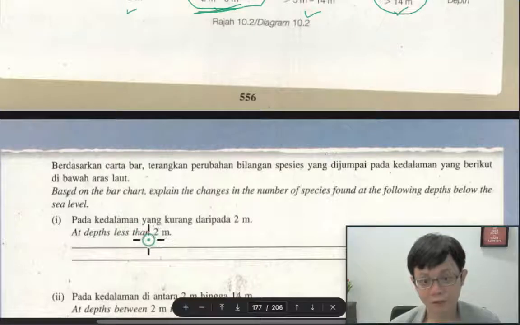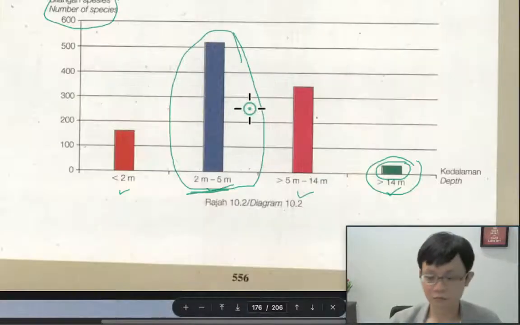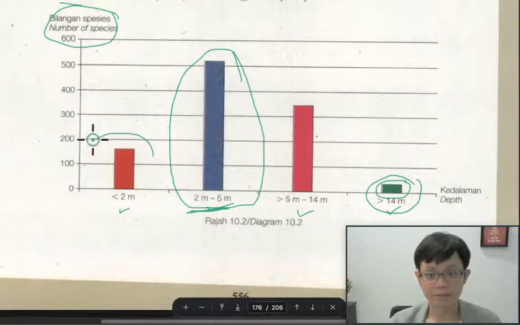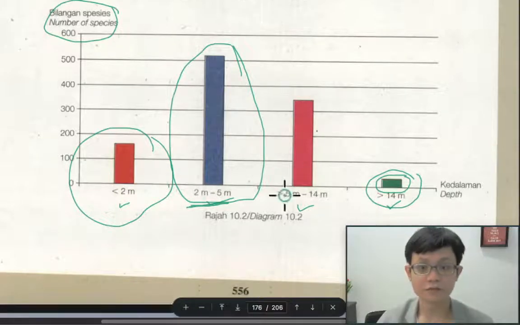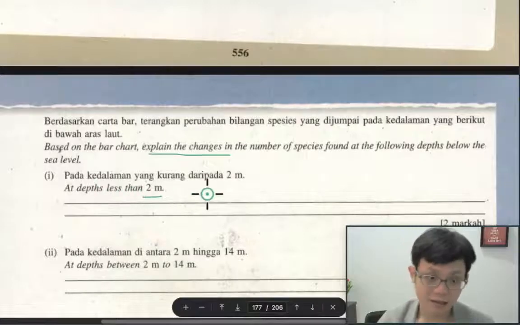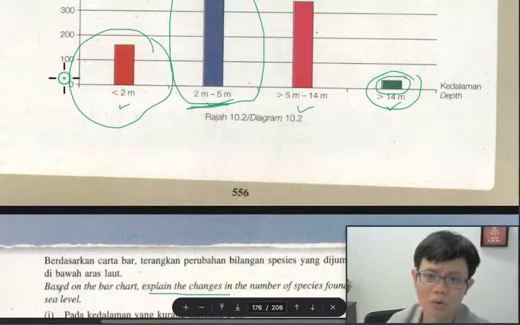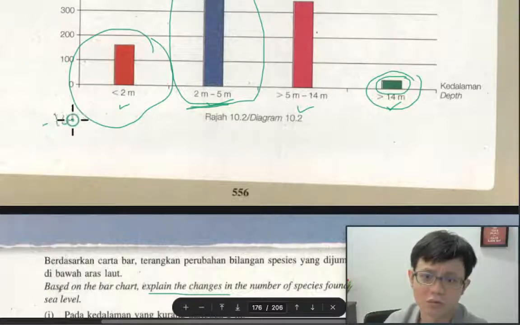At the depth of 2 meter, you need to explain the changes at the depth of 2 meter. So I give you this picture, this one. Explain this one at the depth of 2 meter. Okay, so this one we can see that it asks you to explain. Then you just say something, because this is low. This is low. Why is it low?